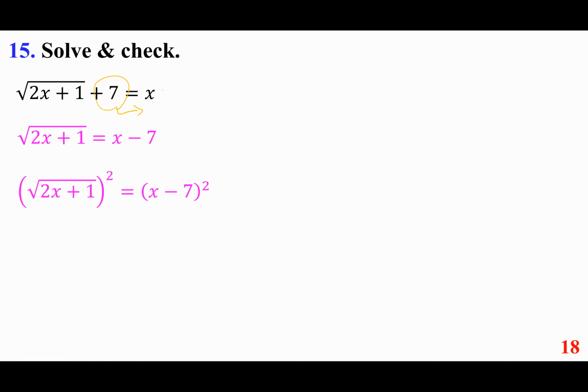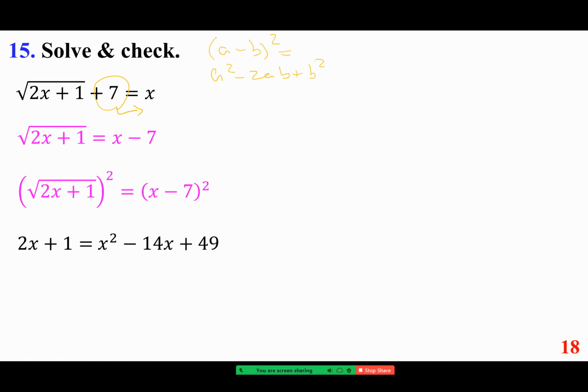The left side comes out. Now the right side is x squared minus 14x plus 49. I hope you remember that, because sadly, sometimes students miss the middle term of negative 14x.